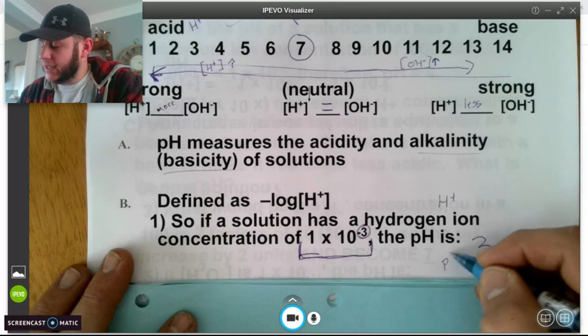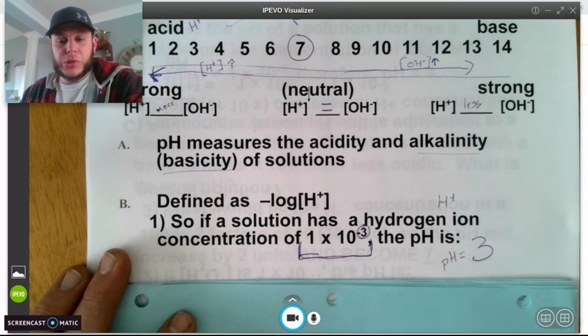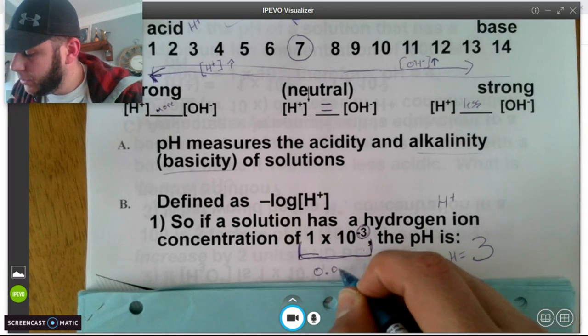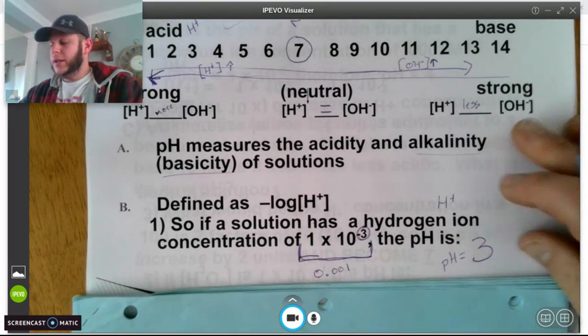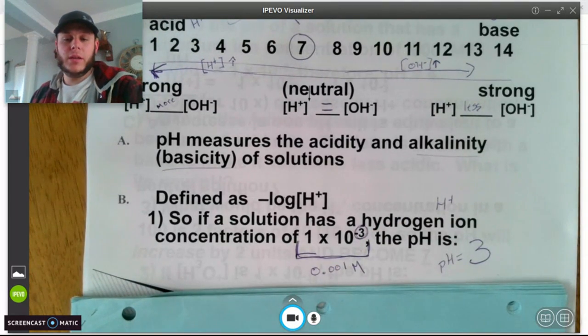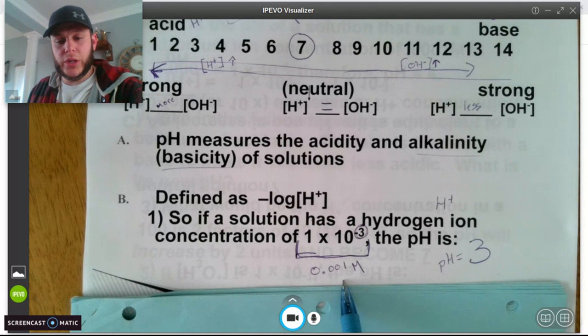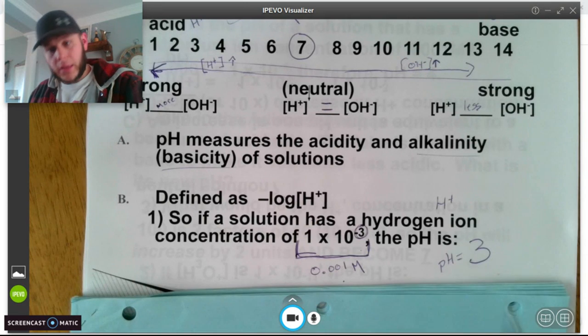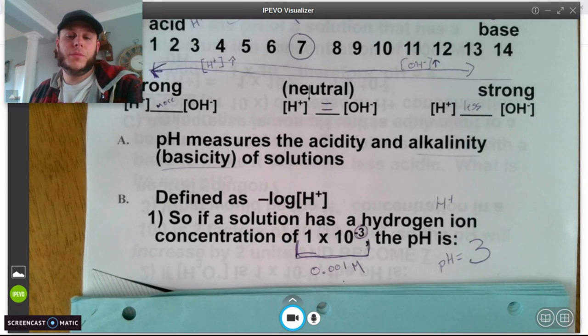So it's that simple at this level of chemistry, just being able to take the concentration. Again, this could be written as 0.001. That would be in molar, big M. If this was the concentration of a solution's H plus ions, 0.001 moles per liter, the pH would be 3. So it's actually really simple. Just take the negative exponent, and that becomes the pH.